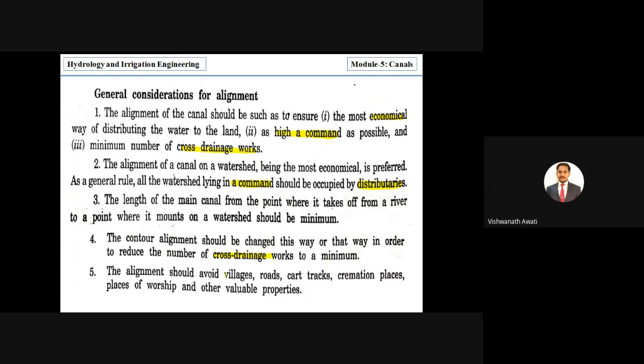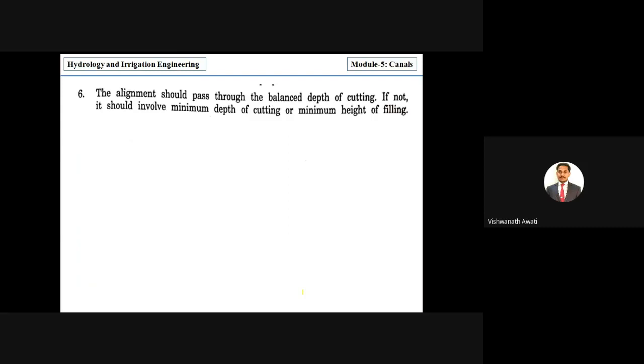See, very important. The alignment should avoid villages, roads, cart tracks, cremation places, places of worship, and other vulnerable properties. These are sensitive places, or important places where people have already settled. The canal should not be aligned along them. Alignment should pass through balanced depth of cutting. If not, it should involve minimum depth of cutting or minimum height of filling. So here it should be balanced with cutting and filling of the canal excavation.